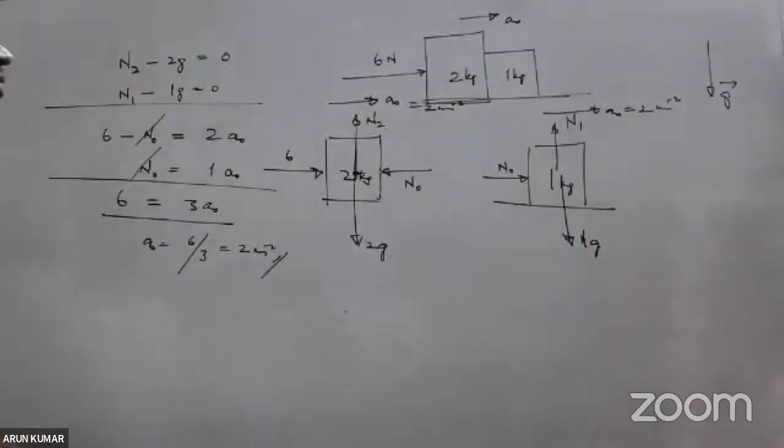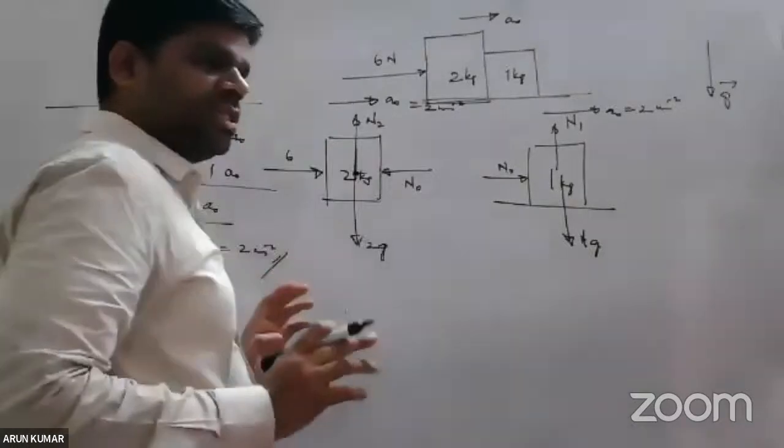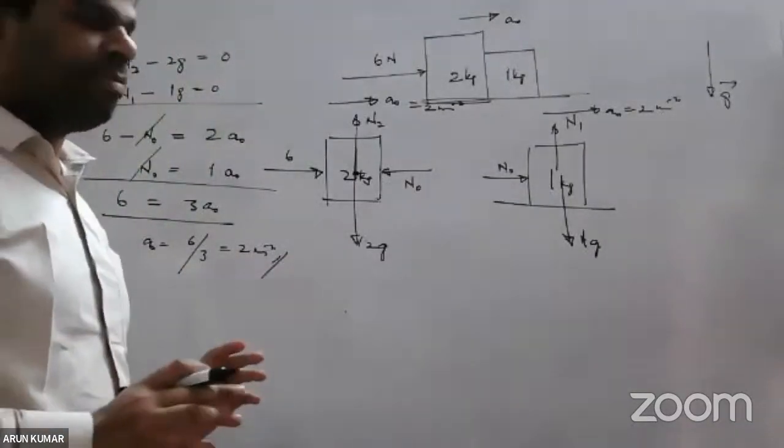Sir, I don't understand those equations, how they are changed. This equation or this equation? 6 minus N naught, that equation. Right. See, net force is equal to mass into acceleration. That's Newton's law, right? F is equal to ma.